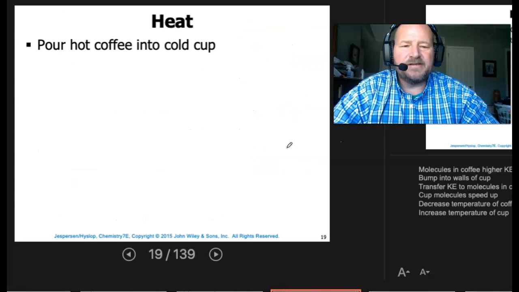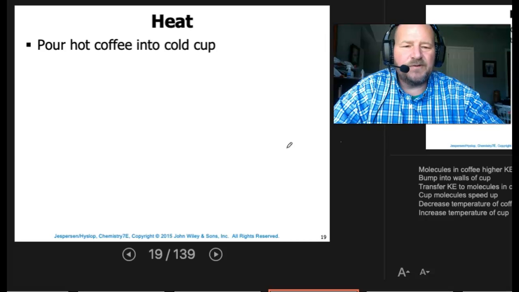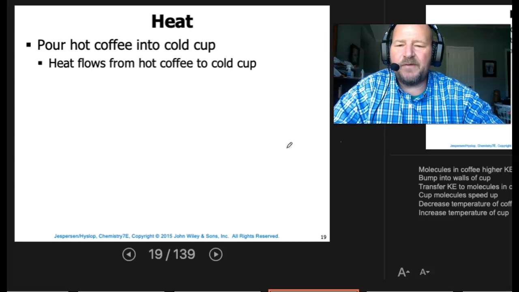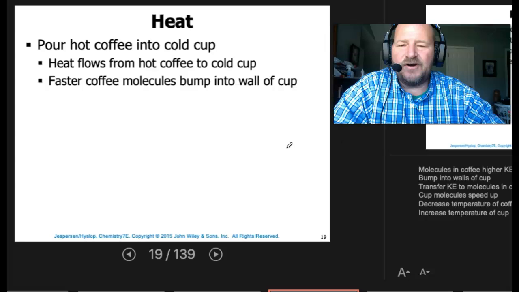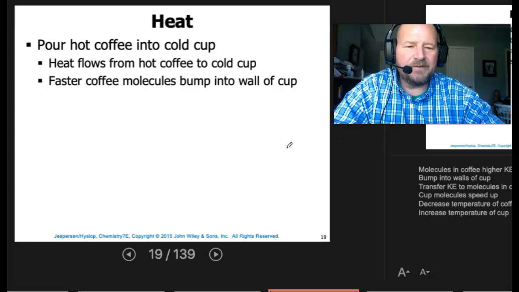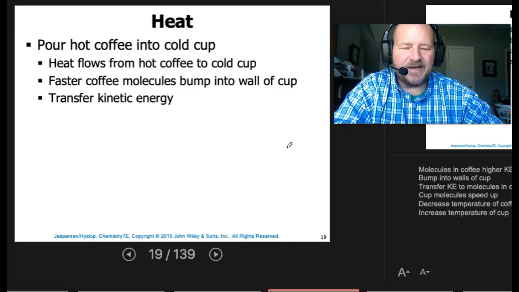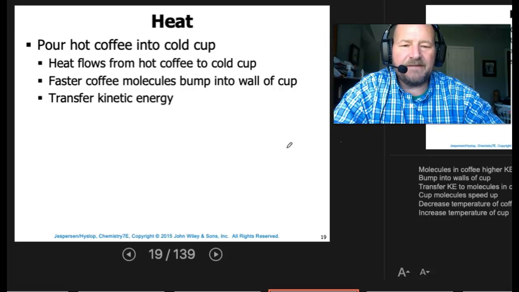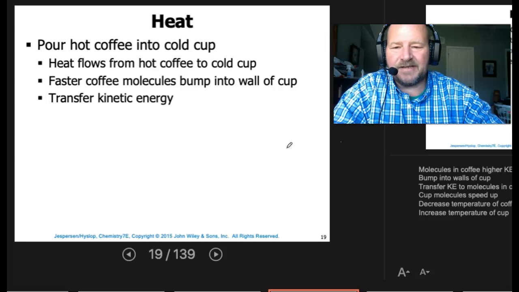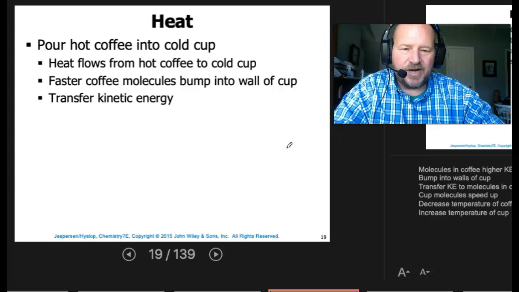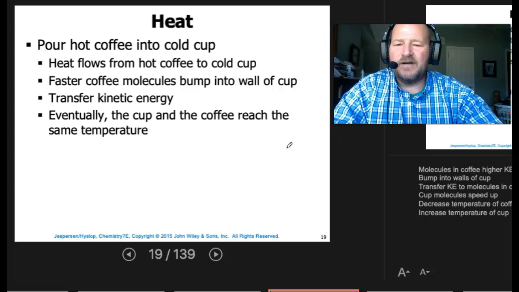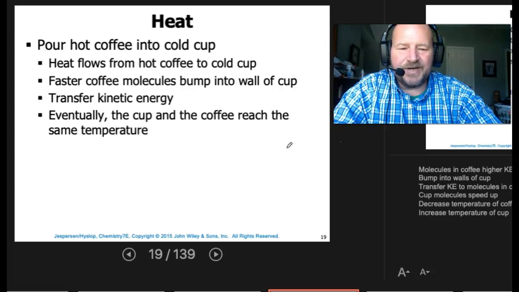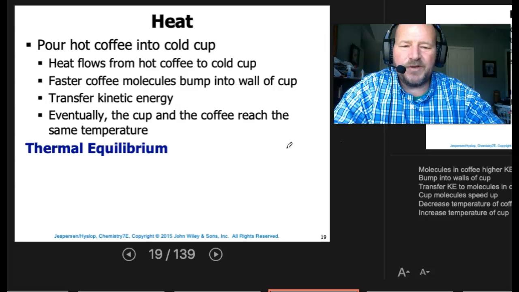All right, so heat. We're going to pour hot coffee into a cold cup. The heat then is flowing from the hot coffee to the cold cup. Faster coffee molecules bump into the wall of the cup. That's going to be a transfer of kinetic energy. And of course, if you have had your physics class, you may remember elastic collisions and inelastic collisions, right? So we're going to have a transfer, two things hitting each other. That energy is transferred to the second object, right? Eventually, the cup and the coffee will reach the same temperature, and we call that thermal equilibrium.